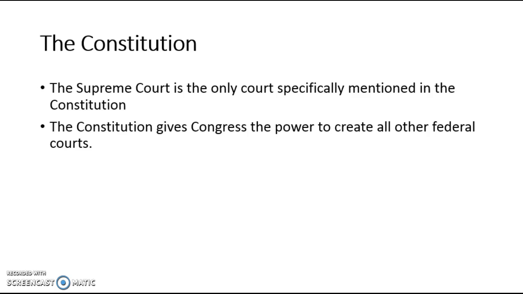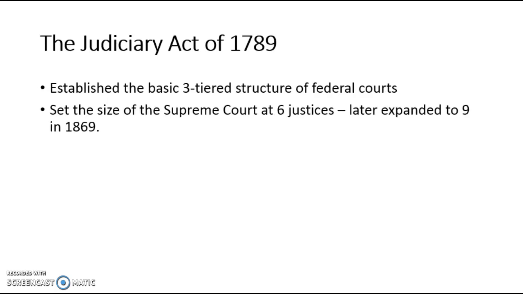In the Constitution, the Supreme Court is the only court specifically mentioned. Congress was given the power to create all the other federal courts. The Judiciary Act of 1789 is important for you to know about. This established the basic three-tiered structure of federal courts. Remember, the act was passed by Congress, which was given the power to establish these courts. It also set the size of the Supreme Court at 6 justices, which later expanded to 9, which is what we have today.